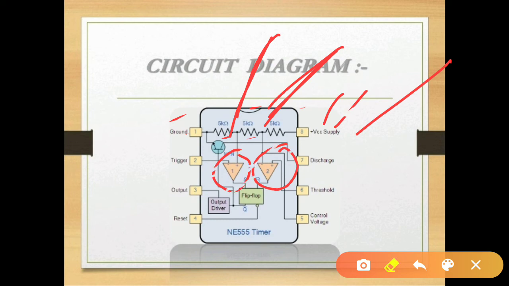So you know what exactly flip-flops are and how they work, you already studied that in digital electronics, okay. So the output of the comparator comes to the flip-flop. The flip-flop will decide the pulse duration, how much pulse is required, how much pulse is to be generated. The main operation of this 555 timer is decided by this flip-flop, okay. And then it is given to the output driver circuit. So from pin number 3 you can get the output pulses, okay.